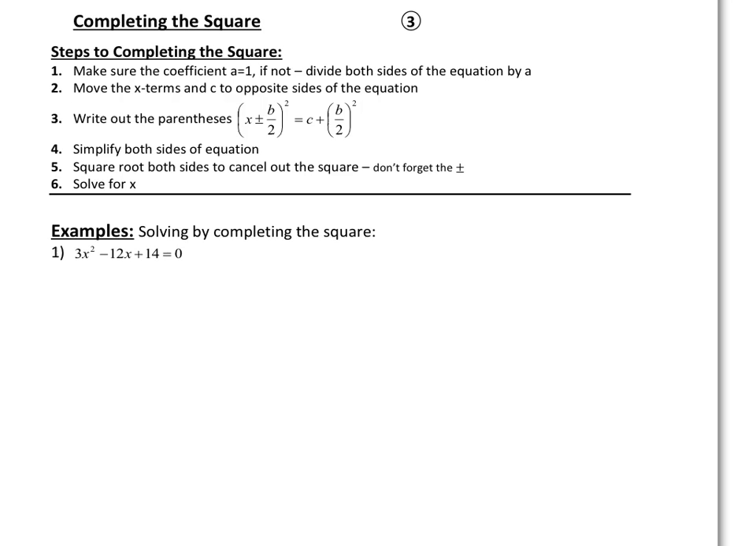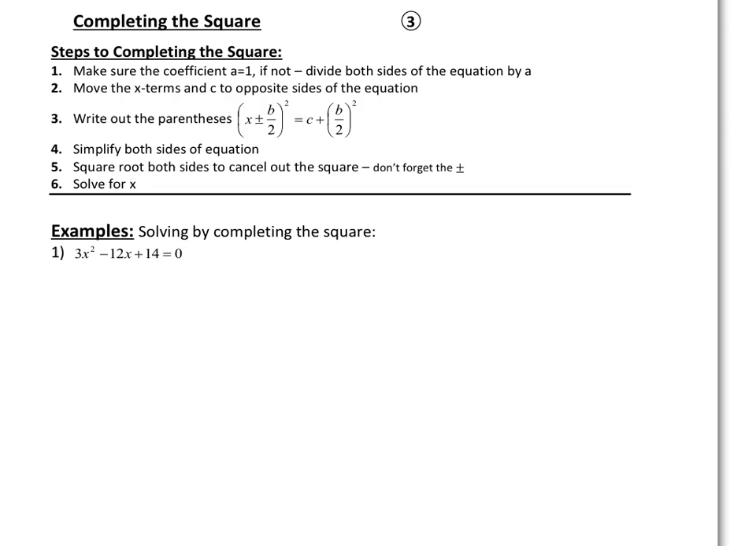So completing the square, you want to make sure that the coefficient of a is 1. If it's not, then you have to divide out that coefficient on the a term. Move the x terms and the c term to the opposite side of the equation. Once you do that, you want to write the parentheses and fill in half of b squared, and then on the other side you're going to add b squared to both sides.